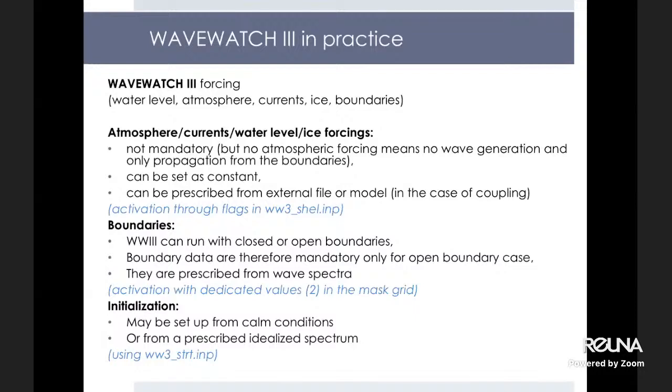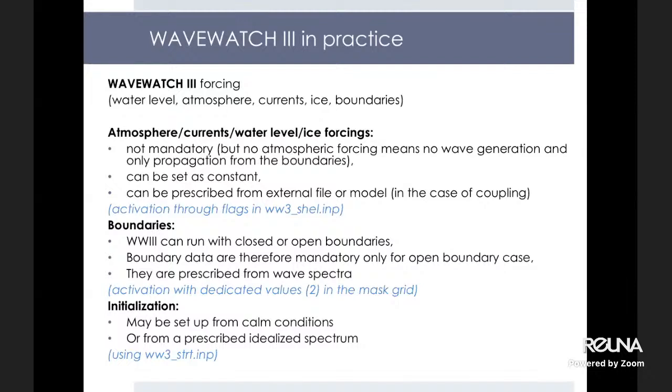Forcing, of course, the waves need forcing to be run. So we need atmosphere forcing, for example. Eventually, we need current forcing, water level evolution, and ice forcings. So all these forcings are not mandatory. The model can run without it, but obviously, if you don't blow wind on the surface, it won't propagate waves. And this forcing can be prescribed from realistic condition using also a sort of pre-processing tool. And otherwise, you can prescribe a constant condition for sensitivity or idealized tests, for example.